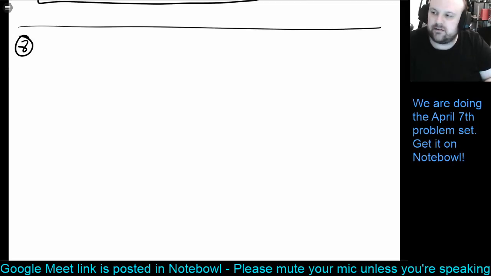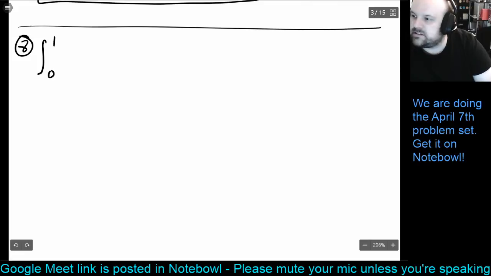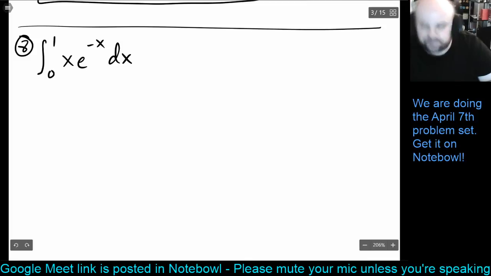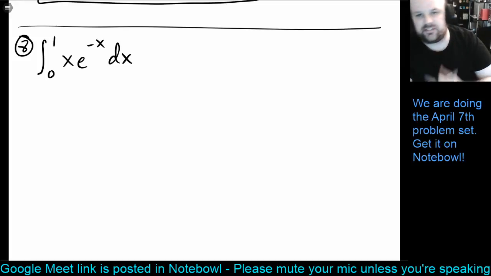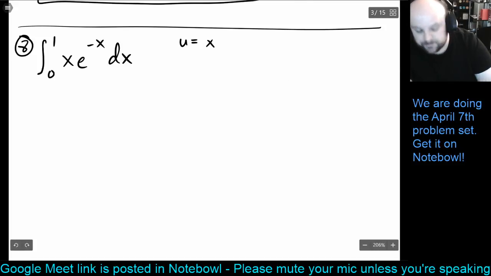So number 8 here. Number 8, I just want to start doing some definite integrals. Get a few of these in here for us. We've got the integral from 0 to 1 of x e to the minus x dx. Right? So something pretty straightforward. So just as always, we're going to do our u and our dv. In this case, u should be x, dv should be e to the minus x dx. Because algebraic comes before exponential.